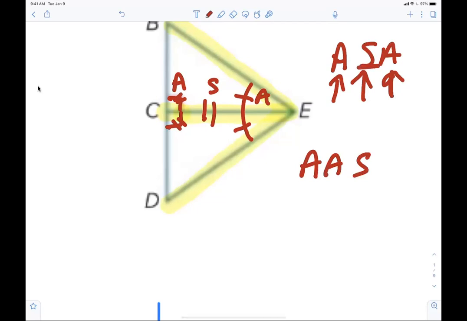The side is between the two angles. Is this side between those two angles? That's why it's called angle, side, angle. Angle, angle, side. That would be two angles and then a what? Side. All right, side, side, side. All sides are congruent. Is there an angle, angle, angle?